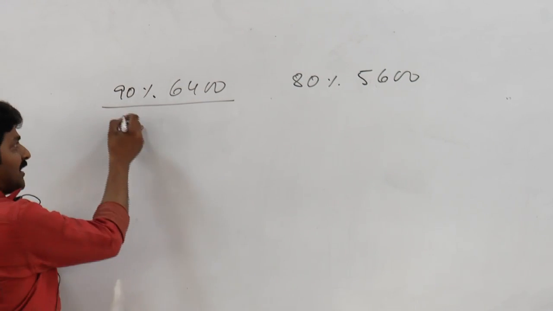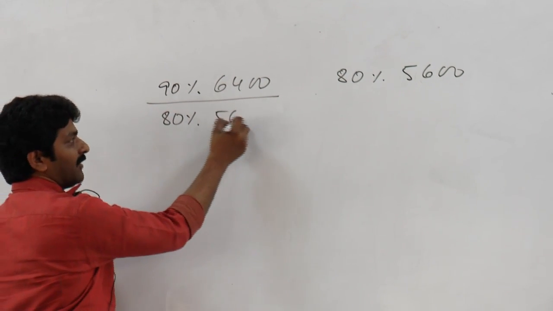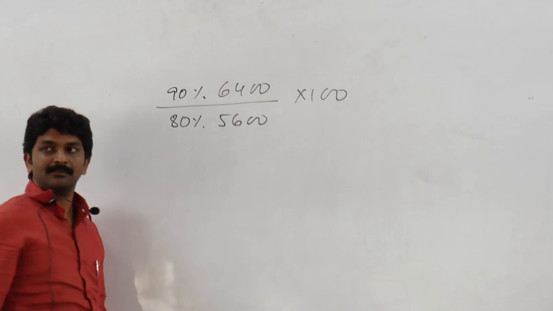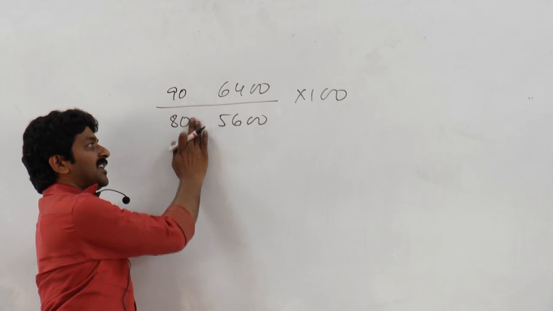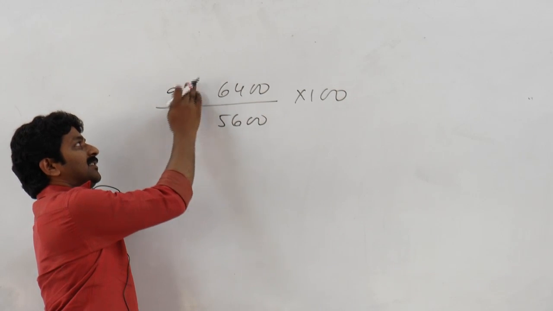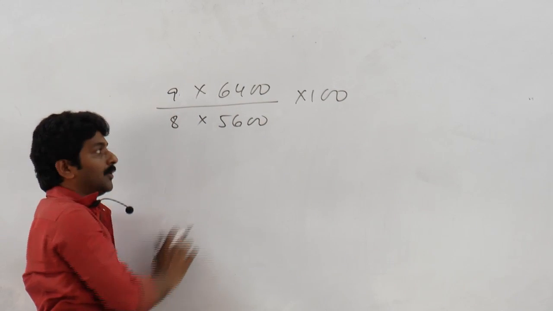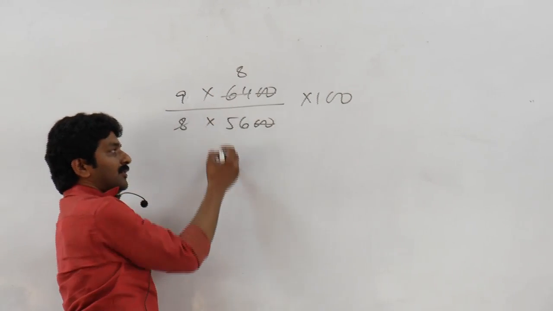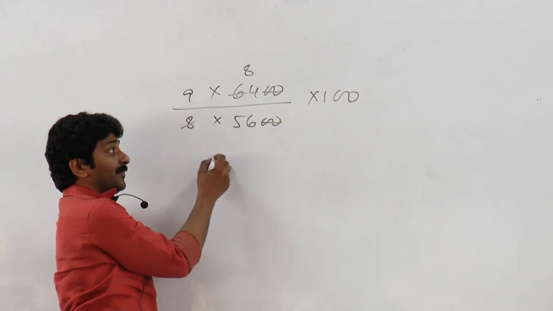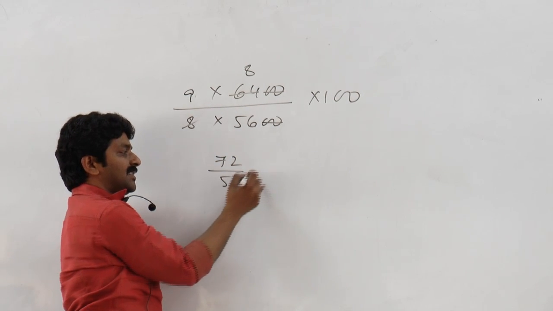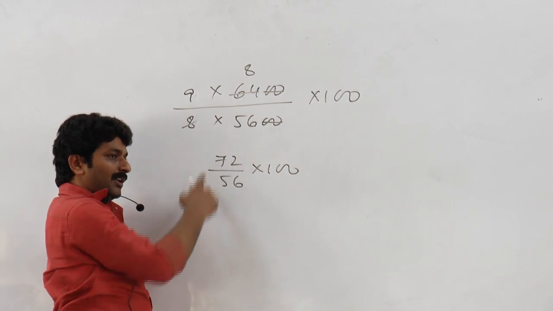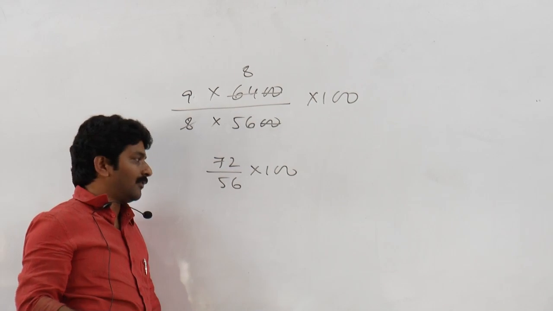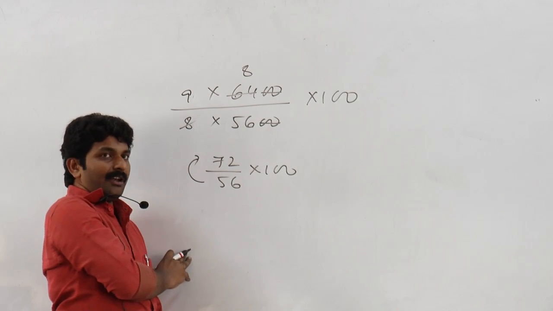I don't want to go for conversion. Let me write the numbers as they are. 5600 into 100. Percentage cancels. 0 cancels. 2 zeros cancel. 8 how many times? 8 times. So 7 nines, 8 nines, 72 by 56 into 100. Numerator is more than denominator, hence the answer is more than 100%. Fine. And verify the numerator.